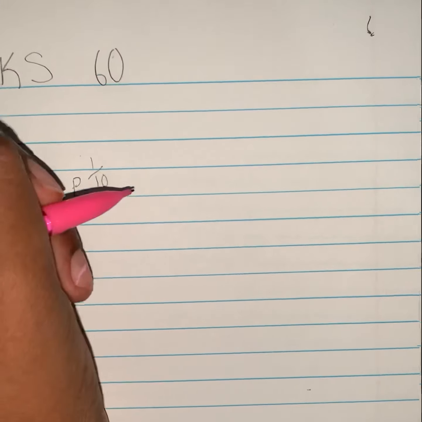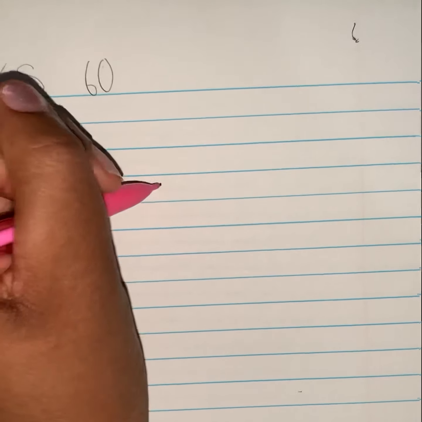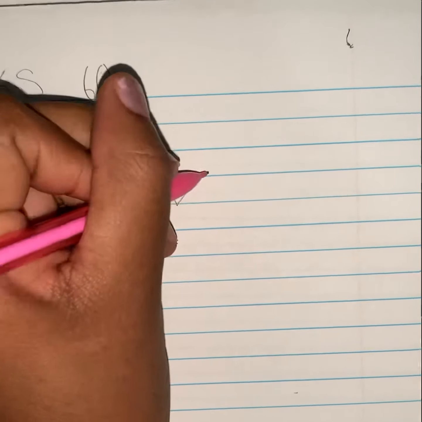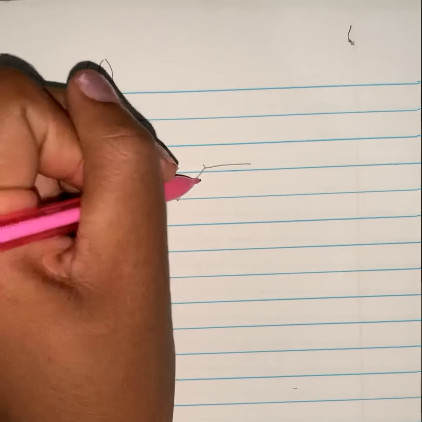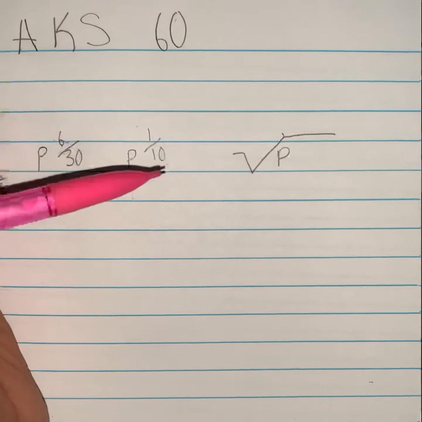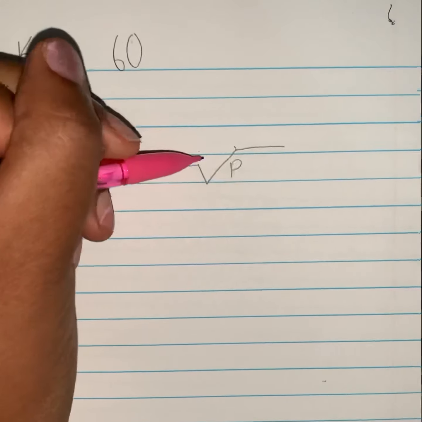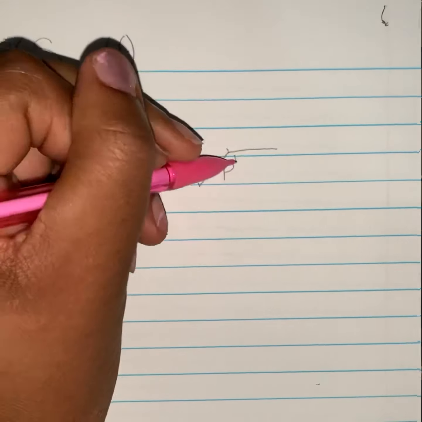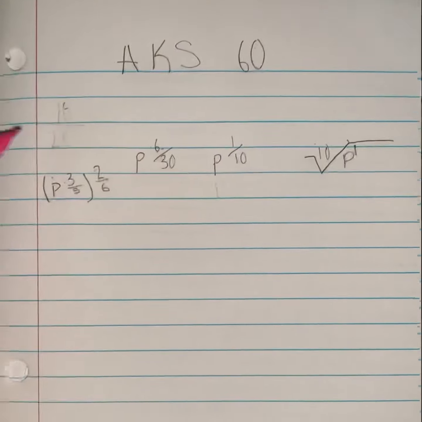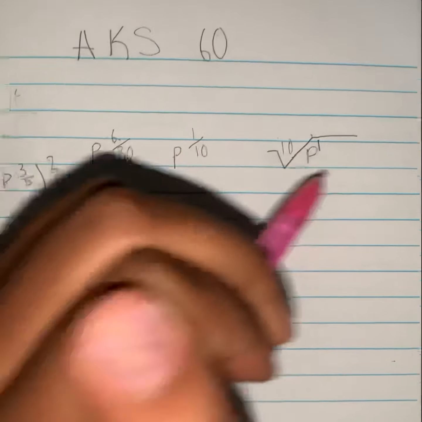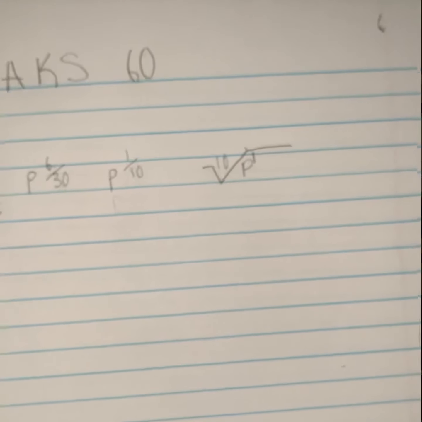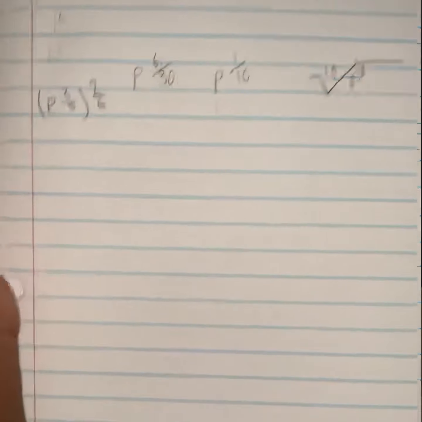Now, next we want to write this in radical form, so our root will always go outside, so 10 would go outside, and our 1 would always be inside, so this would be our radical for this equation. So this would be the answer for this equation. Next, let's do another problem.